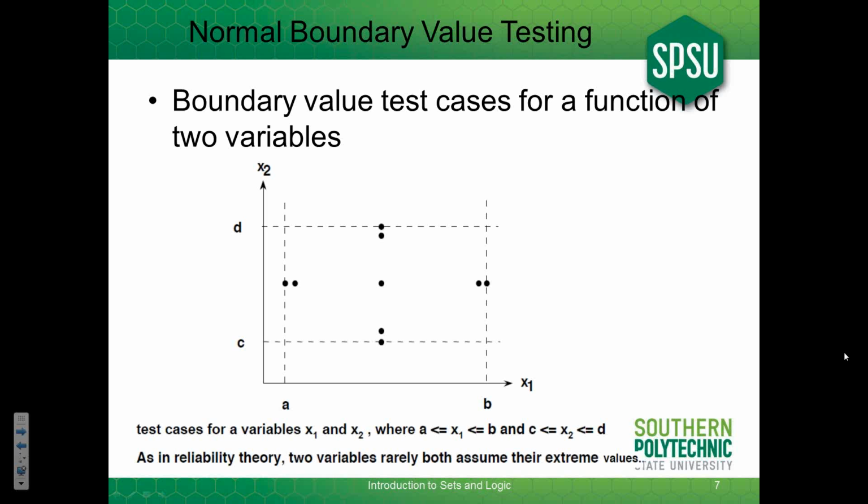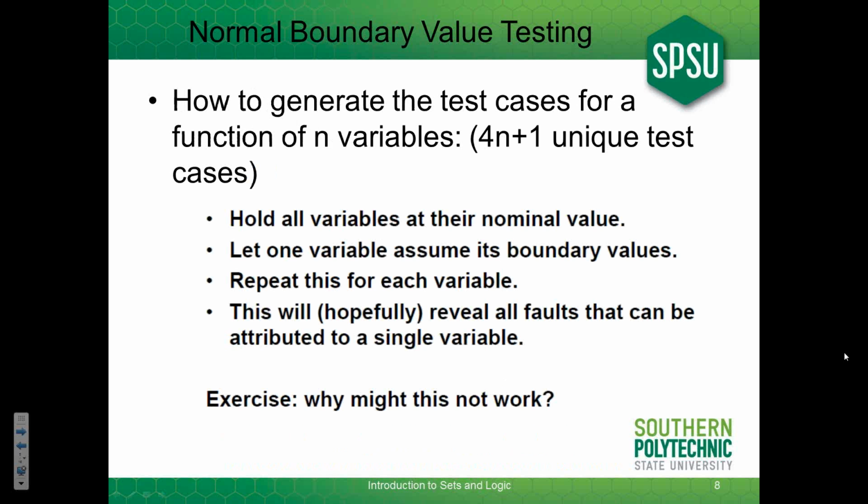From norm. Yeah. Exactly. So that's the boundary value testing for a function of 2 variables. What if we have n variables?